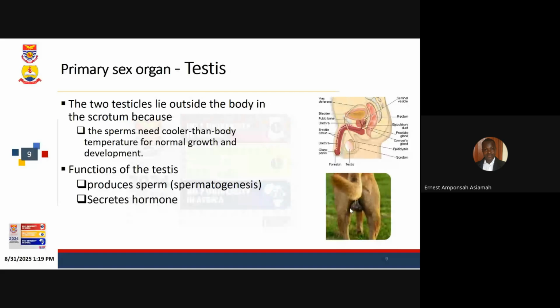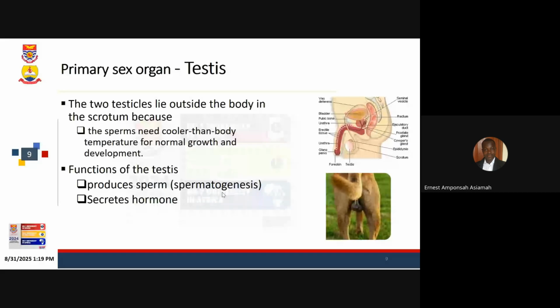This is a picture of a dog from the back side, the posterior view. The two testicles lie outside the body within the scrotum, because sperm need a cooler temperature, lower than body temperature, for normal growth and development. In terms of functions, the testes will produce sperm in a process called spermatogenesis.